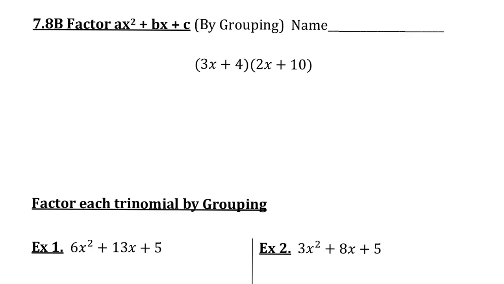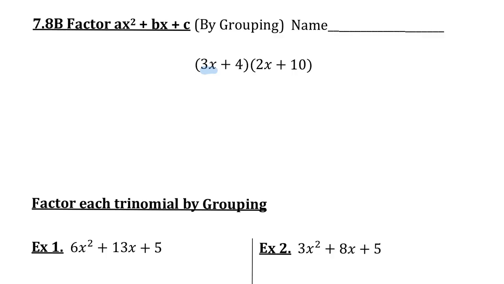Okay, in 7.8b, we are going to factor polynomials ax squared plus bx plus c by grouping rather than by using the box method like we did last time. But first I'm going to go ahead and multiply this binomial times this binomial to remind you how we multiplied them in the first place so we can go backwards.